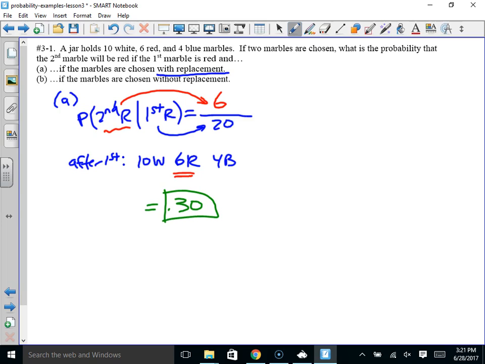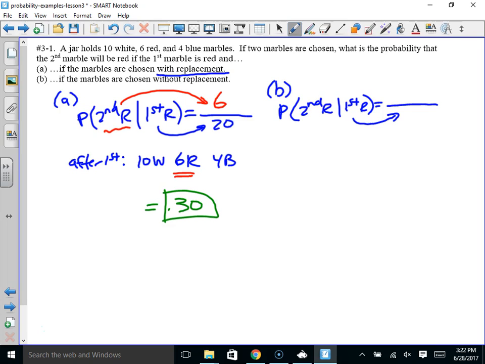So there's a 30% chance of getting a second red marble if the first marble is red if you replace the marble. Okay, so let's do part B. Part B, same thing. We're finding the probability that the second marble is red given that the first one was red. And we have something for the denominator. That's going to be the number of ways. It's going to define what the sample space is, the conditional sample space.